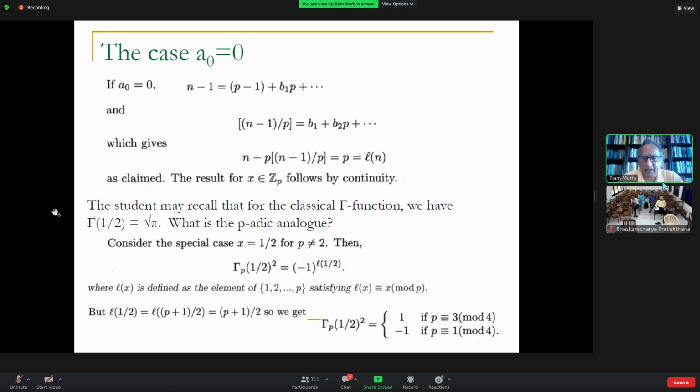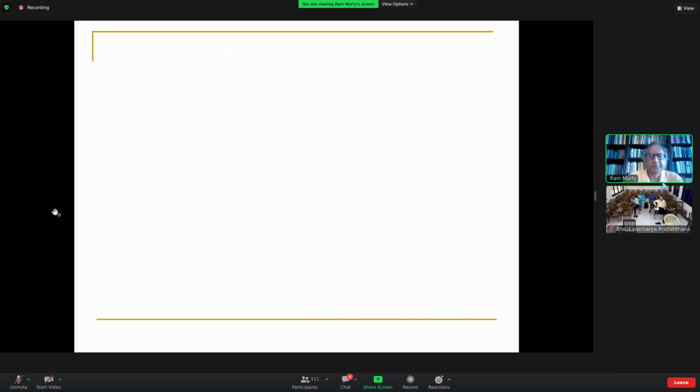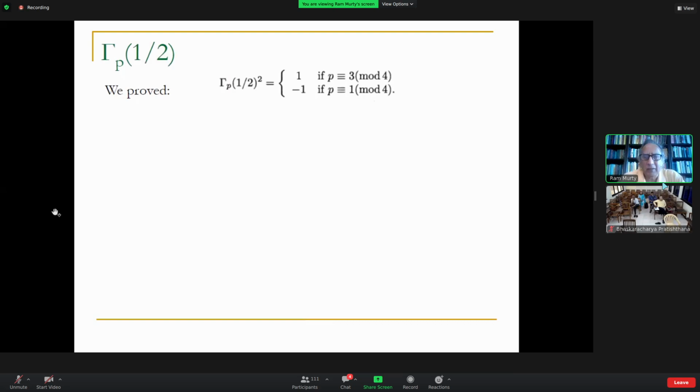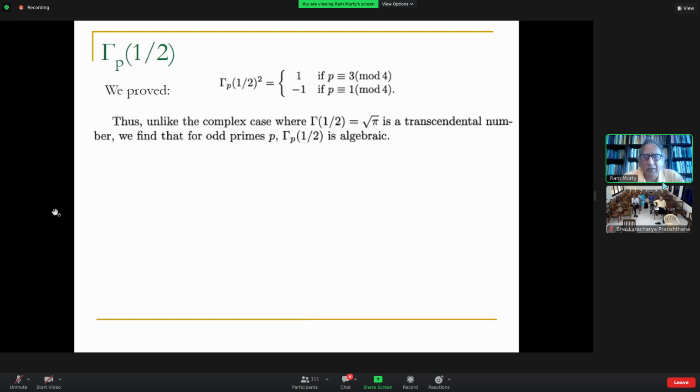Okay, this is interesting. So gamma p of a half squared is 1 or minus 1. And so the question is, what is then gamma p of a half itself? What is gamma p of a half? Well, gamma p of a half squared is... where gamma of a half is square root pi, which is a transcendental number. We see that gamma p of a half has to be an algebraic number here.